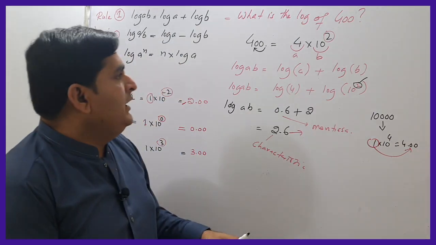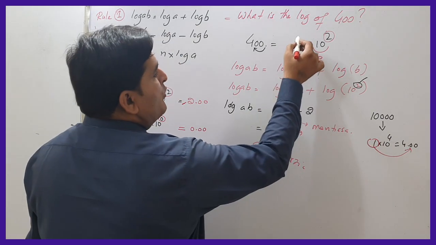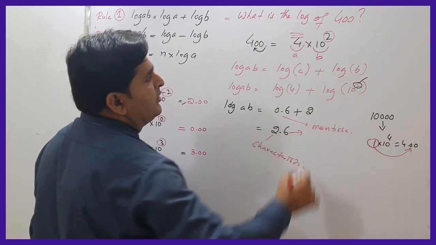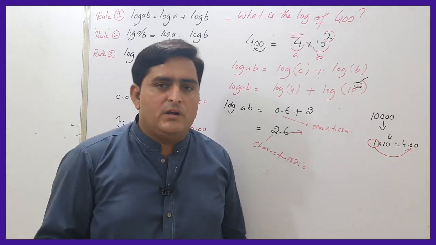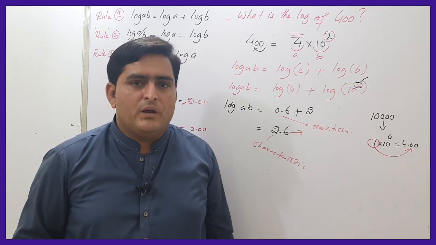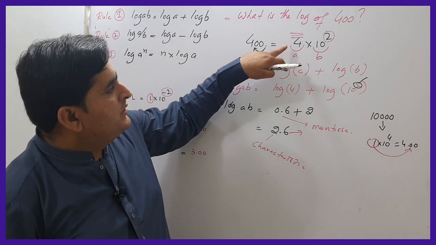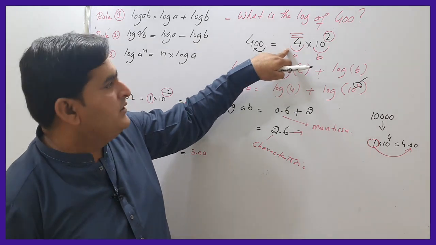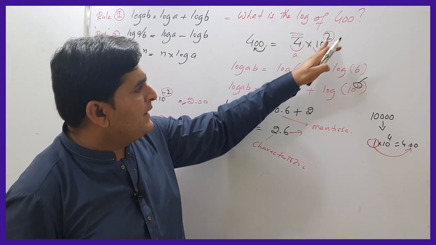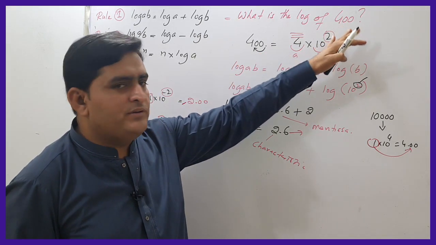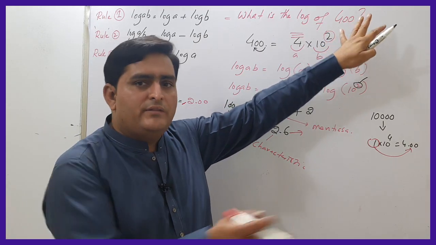But if your coefficient is other than 1, we need a scientific calculator or a logarithm table to find the mantissa, the logarithm of this coefficient. The characteristic is very clear from the exponential number: the value of the exponent will be the characteristic.